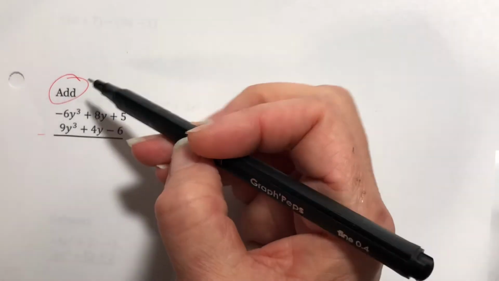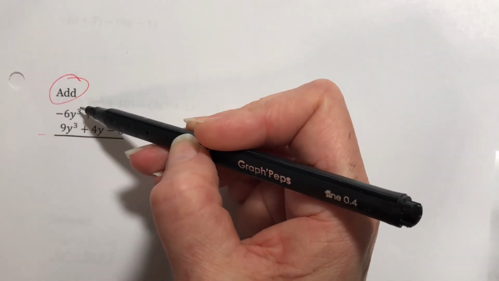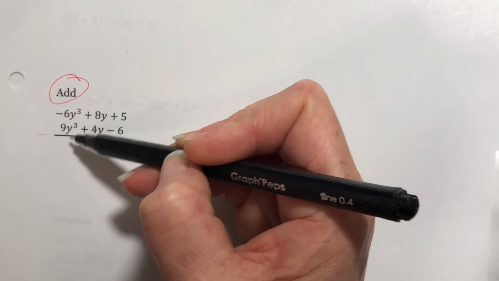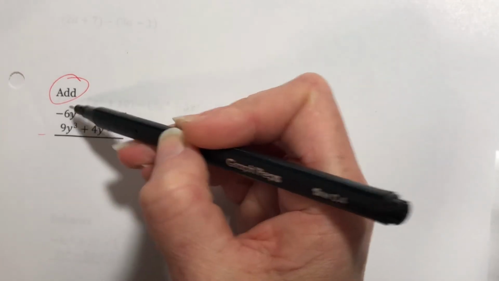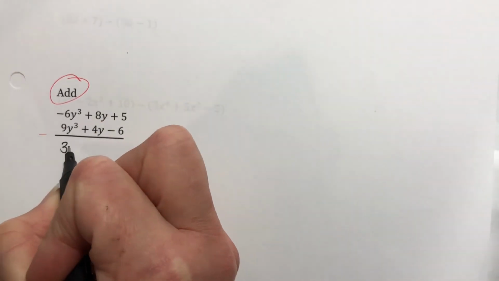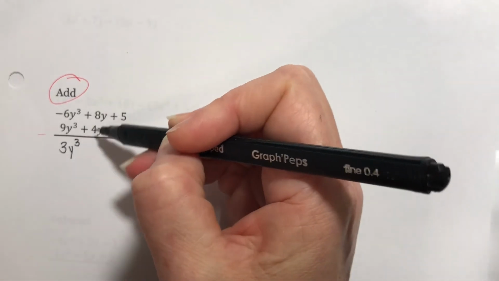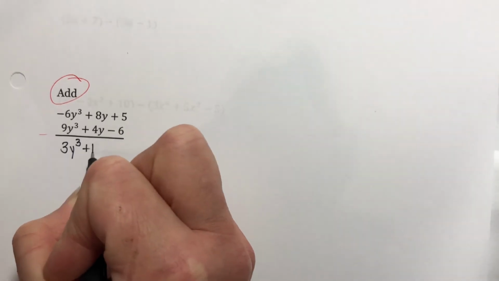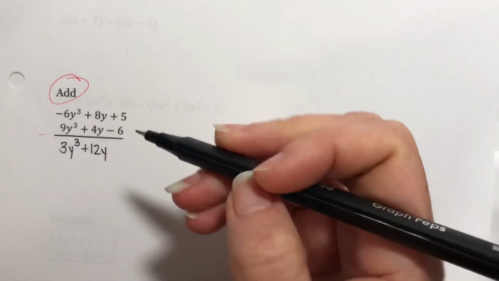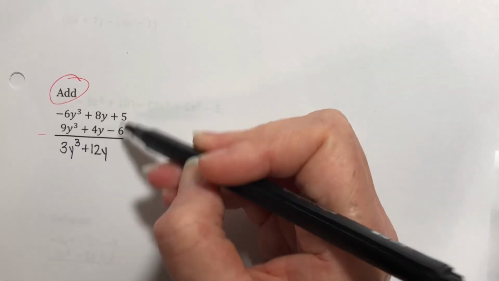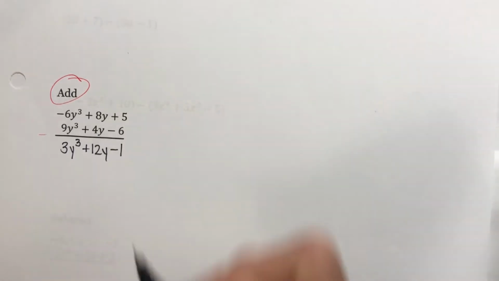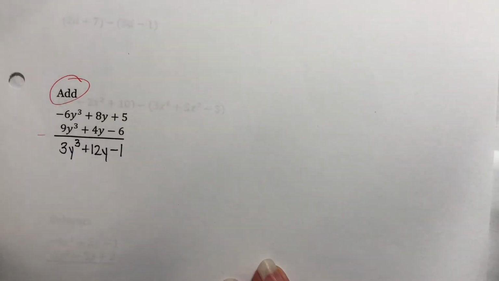Let's go for it. Minus 6y cubed, 9y cubed. So I add these together. 9 minus 6 is 3, and I keep the y cubed. Okay. 8 plus 4 is 12, y. And then I have 5 minus 6, which is a negative 1. So your answer would be 3y cubed plus 12y minus 1.